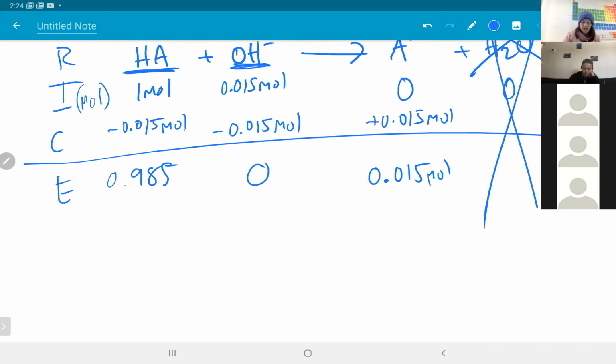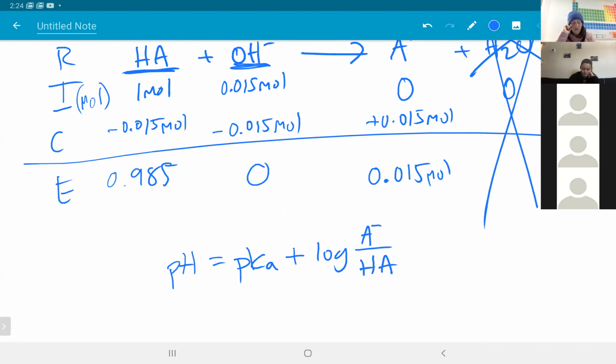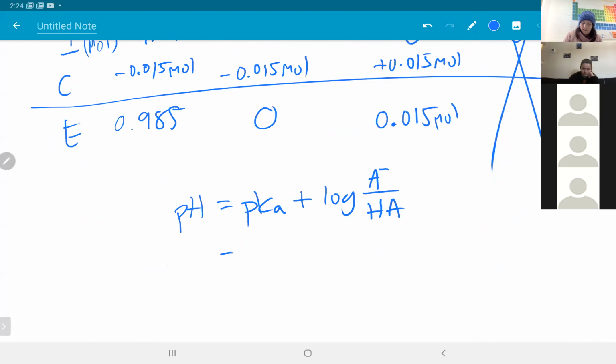So you know the HA and you know the A minus, and you remembered that the Henderson-Hasselbalch is pH equals pKa plus log of A minus over HA. What is this, acetic acid? Acetic acid has a pKa of 4.75. So 4.75 plus log. And again, this log here is in concentration.